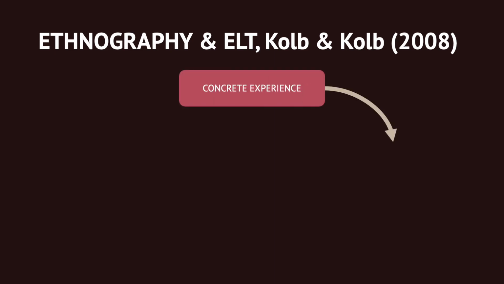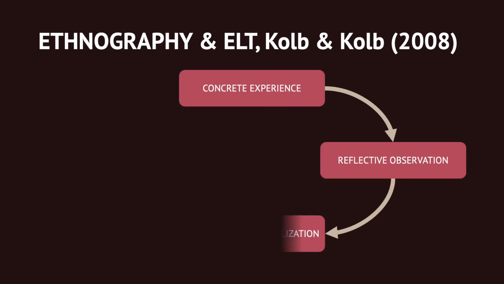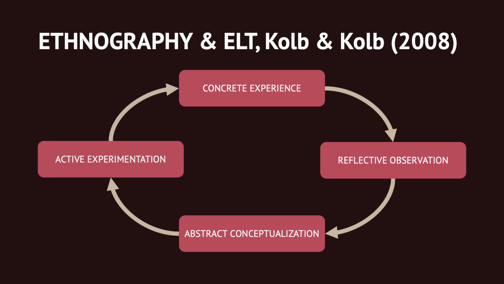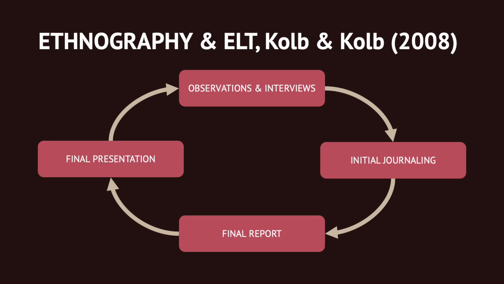To reiterate, this activity is structured around Kolb-and-Kolb's experiential learning cycle. It starts off with concrete experience, then reflective observation, onto abstract conceptualization, and finally active experimentation. For this activity, concrete experience will come in the form of observations and interviews, reflective observation will come in the form of initial journaling, abstract conceptualization will come in the form of the final report, and active experimentation will be the final presentation.